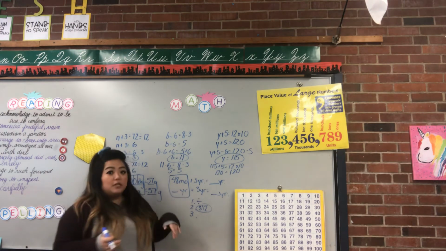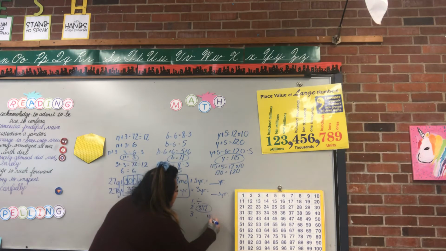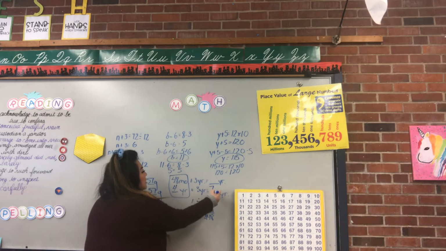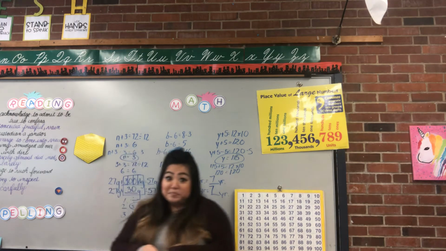Now we are going to do the steps. 48 divided by 12. What is 48 divided by 12? It is 4. I told you, some of you probably did it in your head. 4 years plus 3 years equals 7 years. And we are done with section 2.